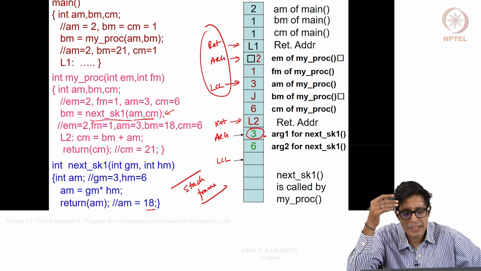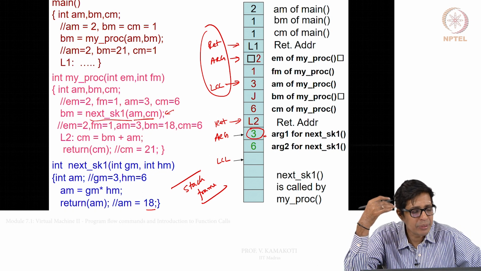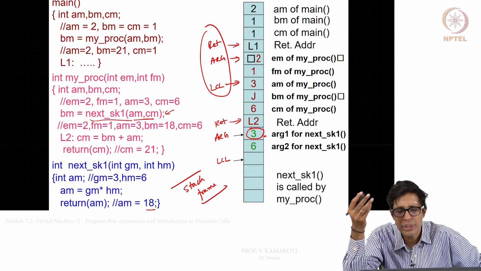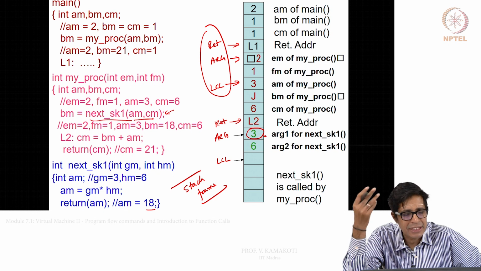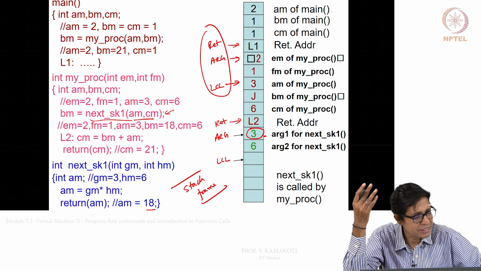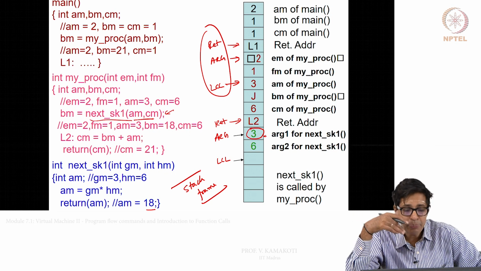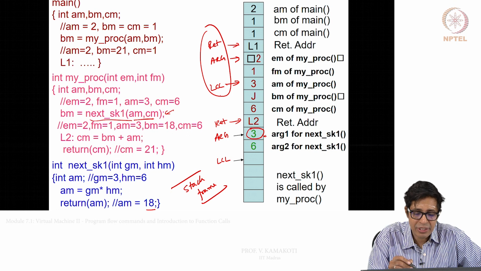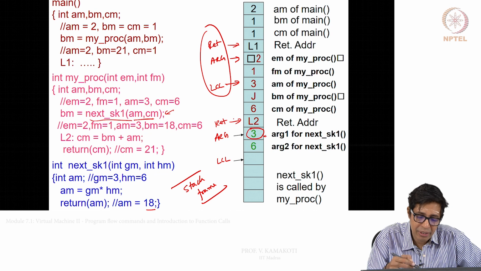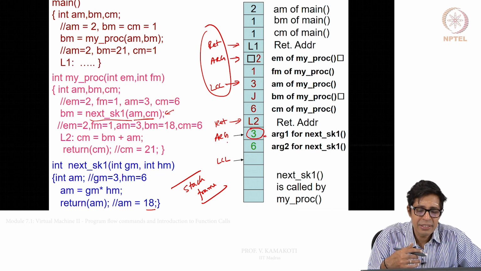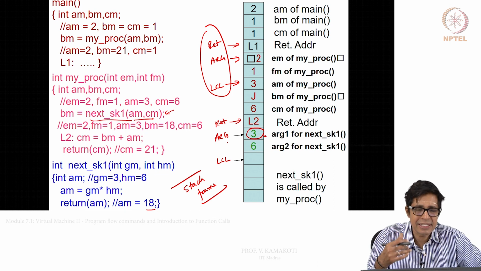Now another important thing is, when main is executing, there will be some space in the memory which is kept for its local variables, its arguments and the return address. When we move from main to myproc, the return address, argument and LCL are different. And when we move from myproc to nestsk1, again the return address, argument and LCL are different. So as and when we move from one function to another, the return address, the place where the arguments are stored on the stack, and LCL change.